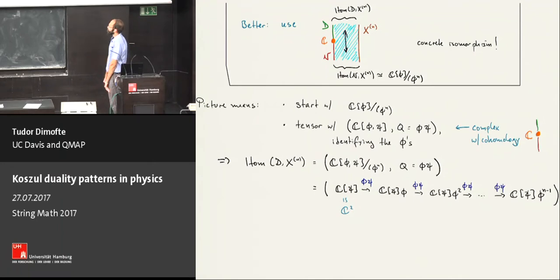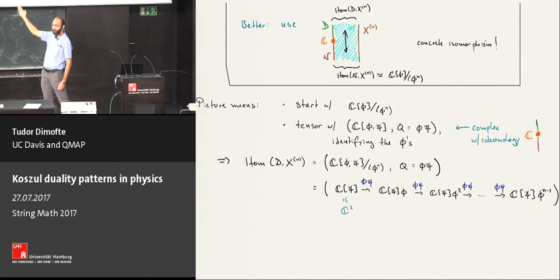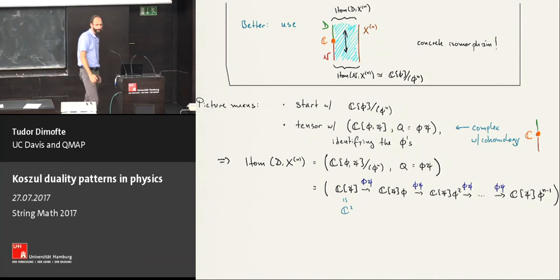So the basic vector space of this complex is polynomials in both phi and psi with phi to the n set to 0 and a differential phi psi. That can be split up according to powers of phi. There are n different ones that show up, and a differential that goes from one to the other. So every term in this complex is a two-dimensional vector space, exterior algebra on one variable.